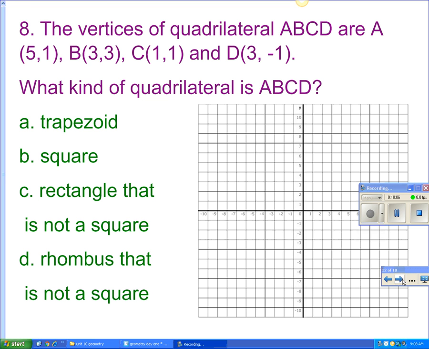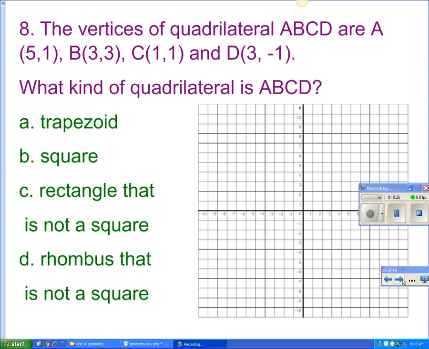All right, number 8. The vertices of a quadrilateral ABCD are A is (5, 1), B is (3, 3), C is (1, 1), and D is (3, negative 1). What kind of quadrilateral is ABCD? Anybody know what quadrilateral means? It has 4 sides. All right, so all of these shapes have 4 sides.